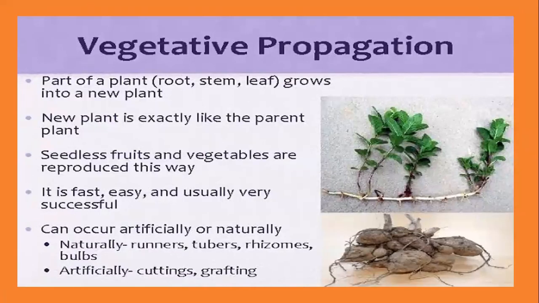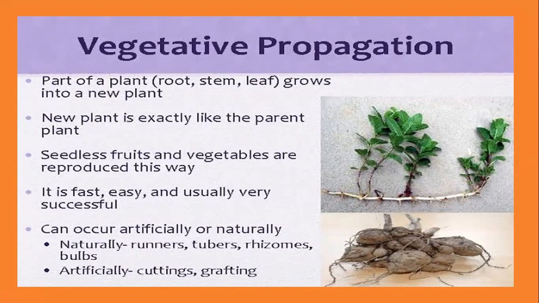Now, let us study something about the vegetative propagation. Certain plants reproduce asexually by their vegetative parts like stem, roots, and leaves rather than by seeds. Such method of reproduction is called vegetative propagation. The vegetative propagation takes place in plants which do not produce seeds or whose seeds cannot germinate. It is a very fast, easy, and usually very successful method.